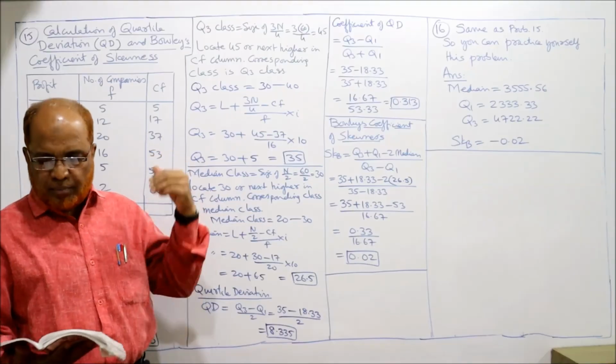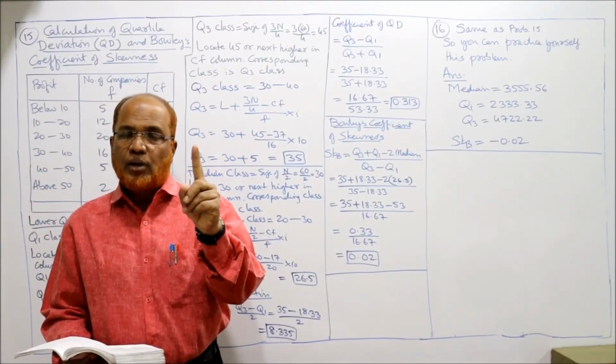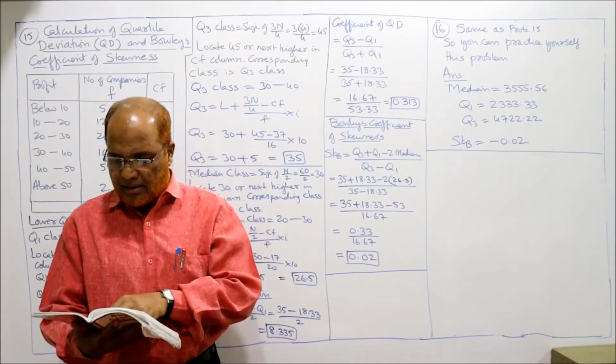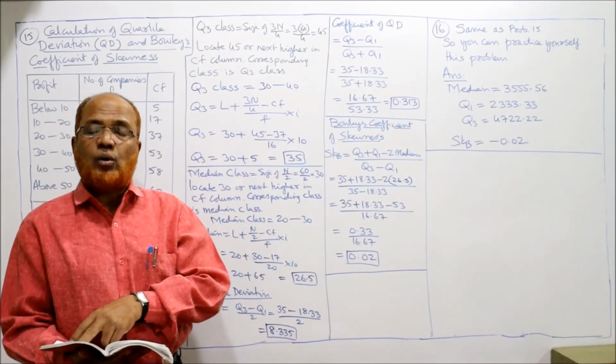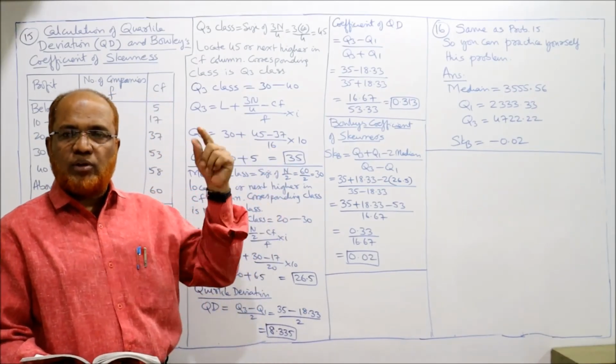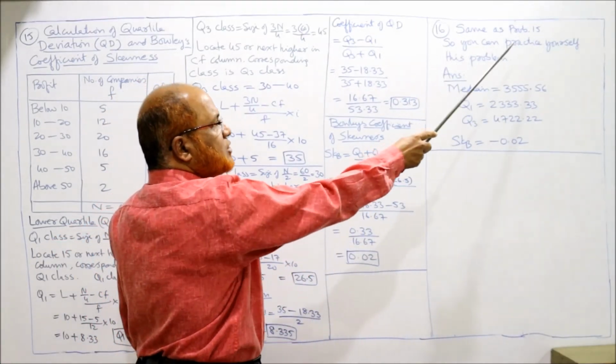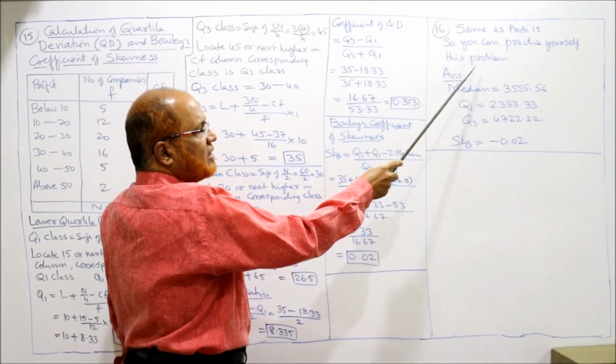Just like the previous problem. Remaining all classes are given. और width कितना है यहाँ पर 1,000 है. तो lower limit जब लेंगे तो 1,000 लेंगे. Number of workers, frequency. So this problem is exactly similar to the previous problem. You follow the same procedure, you will get this answer. Same as problem 15, so you can practice yourself this problem.